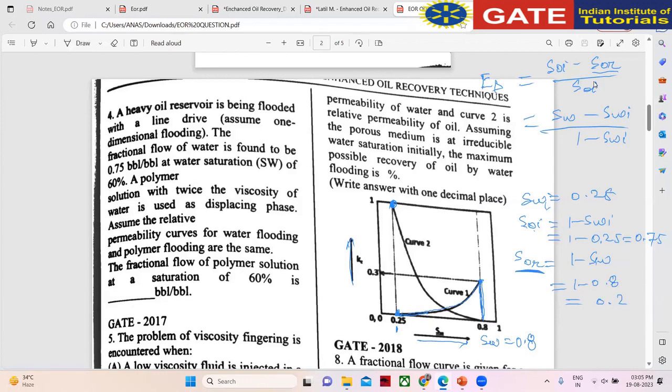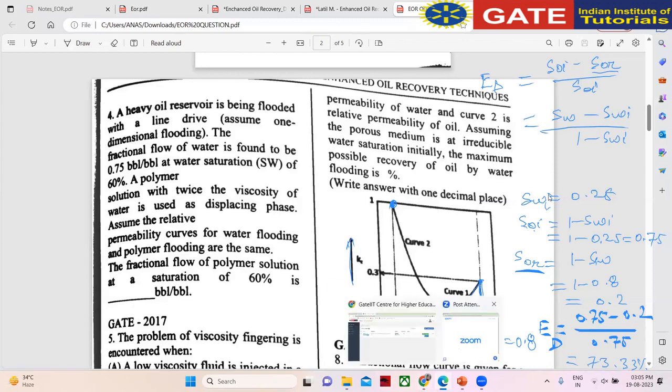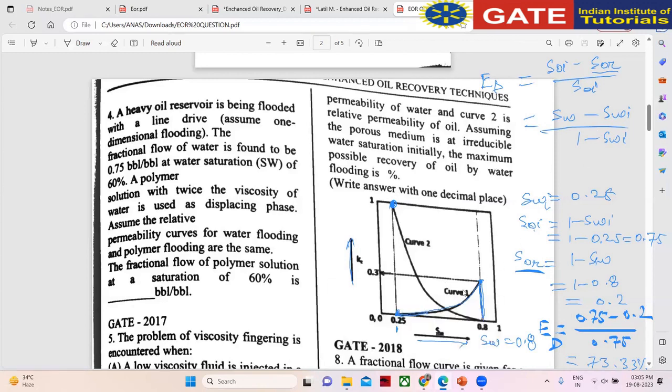Now you calculate the ED. So ED will be SOI, which is 0.75, minus 0.2, divided by 0.75. So your answer will be 73.33%. Okay, you got it? You got it that point? How to calculate the relative permeability? How to calculate the saturation values from the relative permeability curve?